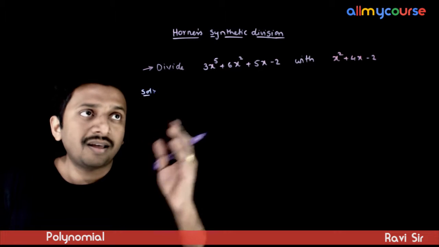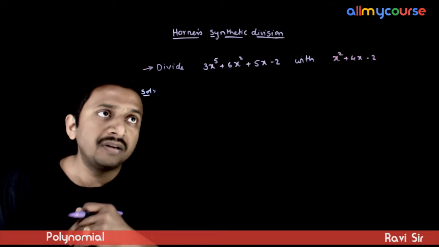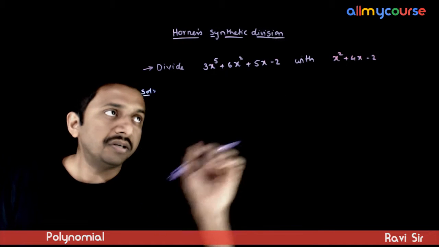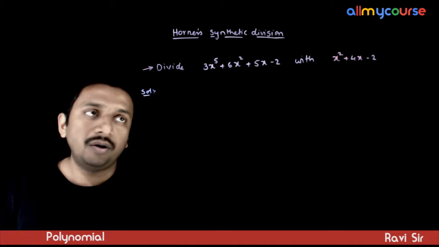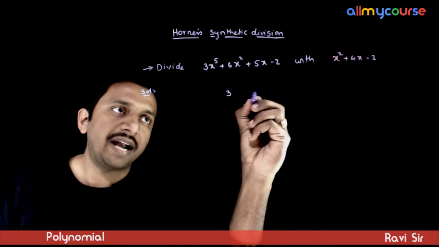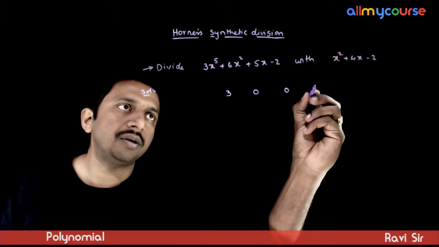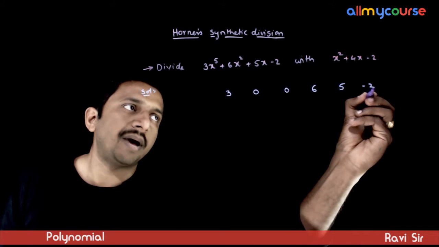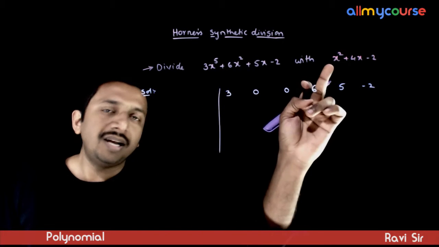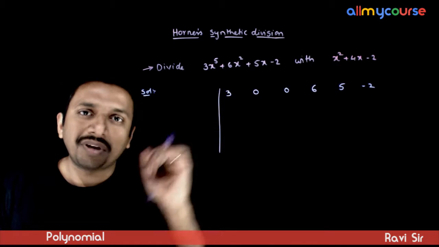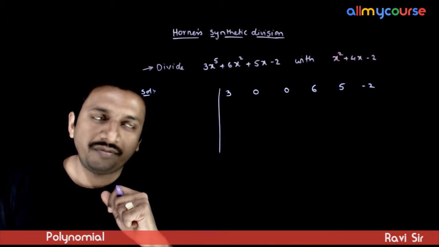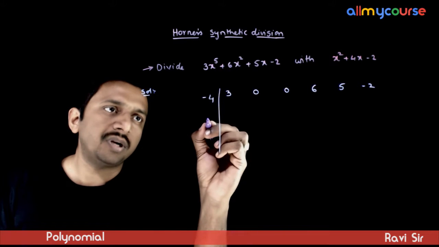So let us take a similar example. You are asked to divide the same expression, this time by x square plus 4x minus 2. So how do we do this? Again, write the coefficients 3, 0, 0, 6, 5, minus 2. Now the leading coefficient is 1, so I don't need to write it. So change the signs of the remaining coefficients. So you get minus 4 and plus 2.